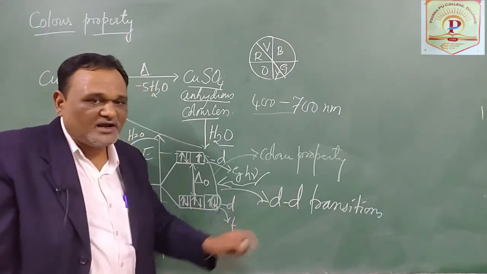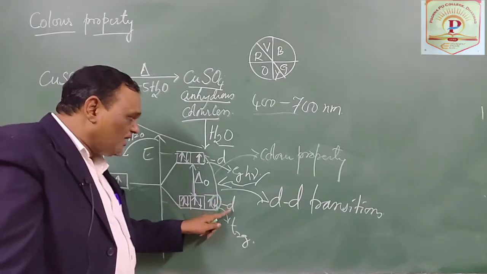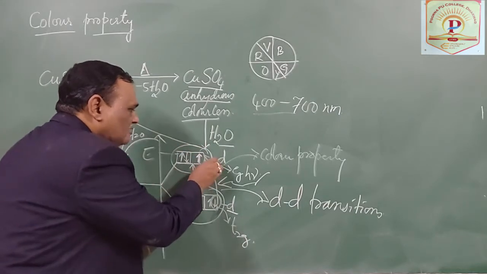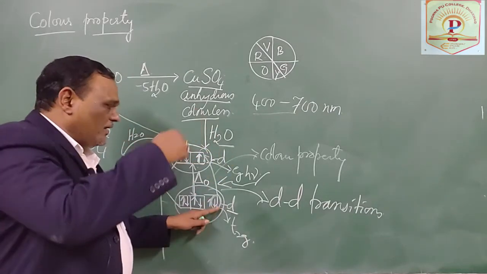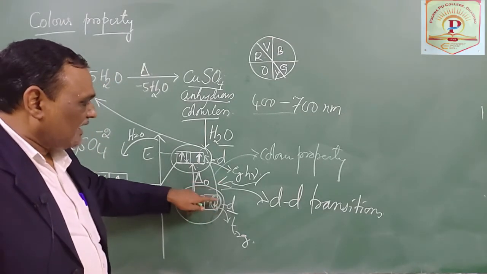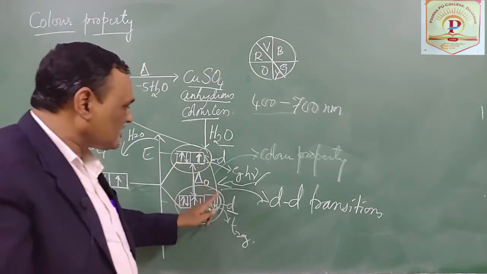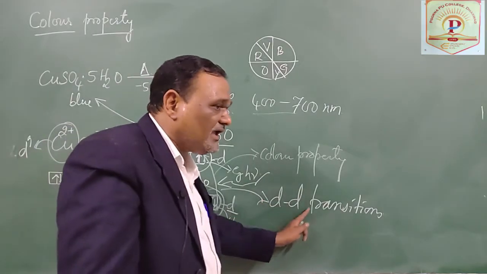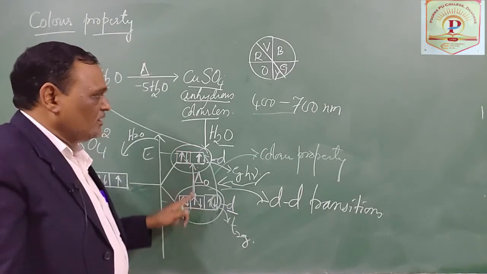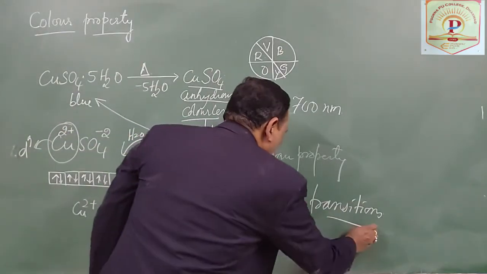Why is it called the DD transition? Because the electron is transiting or exciting from one d orbital to another d orbital. These three sets of orbitals are also d orbitals. These two sets of orbitals are also d orbitals. So when electromagnetic radiation falls in the visible region, the electron present in the lower energy d orbital gets excited to the higher energy d orbital. Because of this transition, we call this the DD transition, that is, from a lower energy d orbital to a higher energy d orbital.